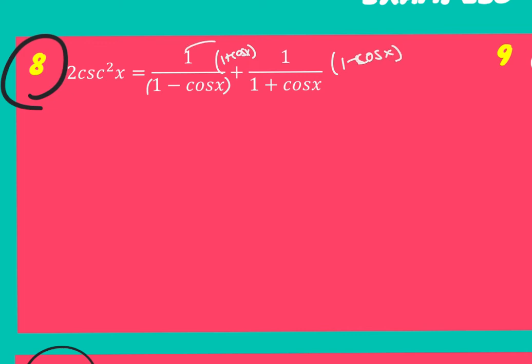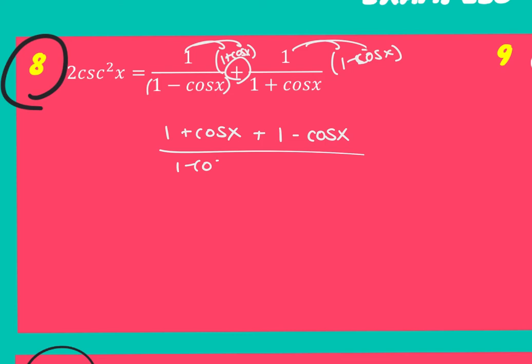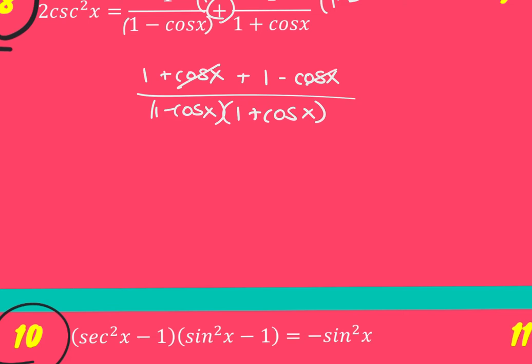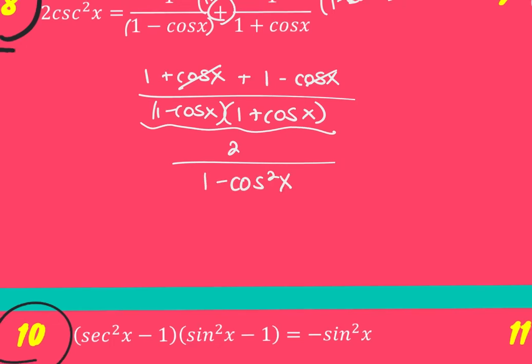So I'd get 1 times 1, which is 1, 1 times cosine, which is cosine, plus, and that comes from that sign, distribute in here, 1 minus cosine over 1 minus cosine x times 1 plus cosine x. In the numerator, the cosines cancel. I get 2 over, and if I actually FOIL this out, that's the difference of 2 squares, so it's 1 minus cosine squared x.